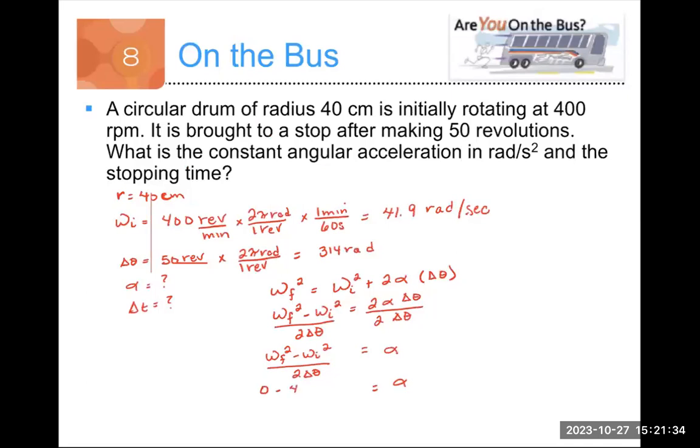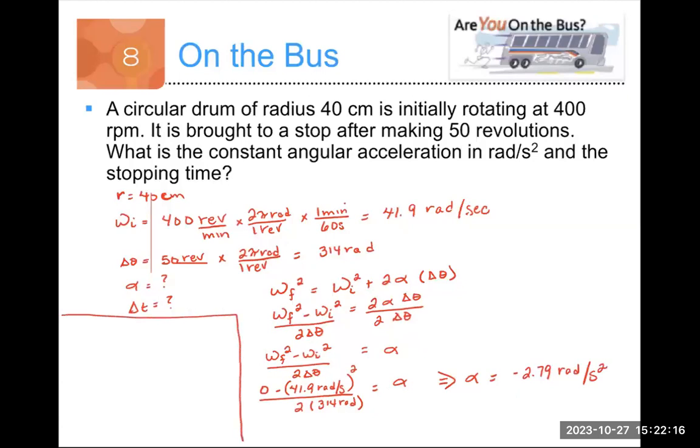So alpha is going to equal 0 minus 41.9 radians per second, all squared, divided by 2 times delta theta, which is 314 radians. Then alpha is going to equal negative 2.79 radians per second squared. And then we still have to find what delta t is.